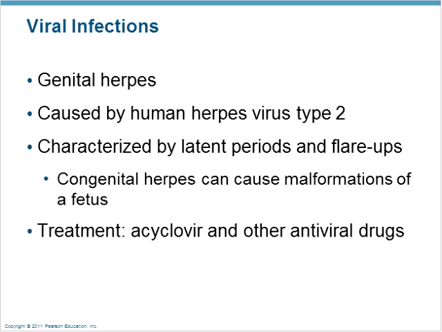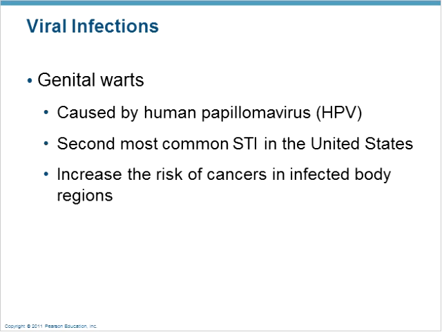Genital herpes is caused by herpes simplex virus type 2. Type 1 tends to be more oral and type 2 tends to be more genital, but with the change in sexual habits, type 1 and type 2 are intermingled between oral and genital. It is characterized by latent periods and flare-ups. Congenital herpes can cause malformations of the fetus, and the treatment is acyclovir and other antiviral drugs, which treat the outbreaks but do not treat the latent infection proper.